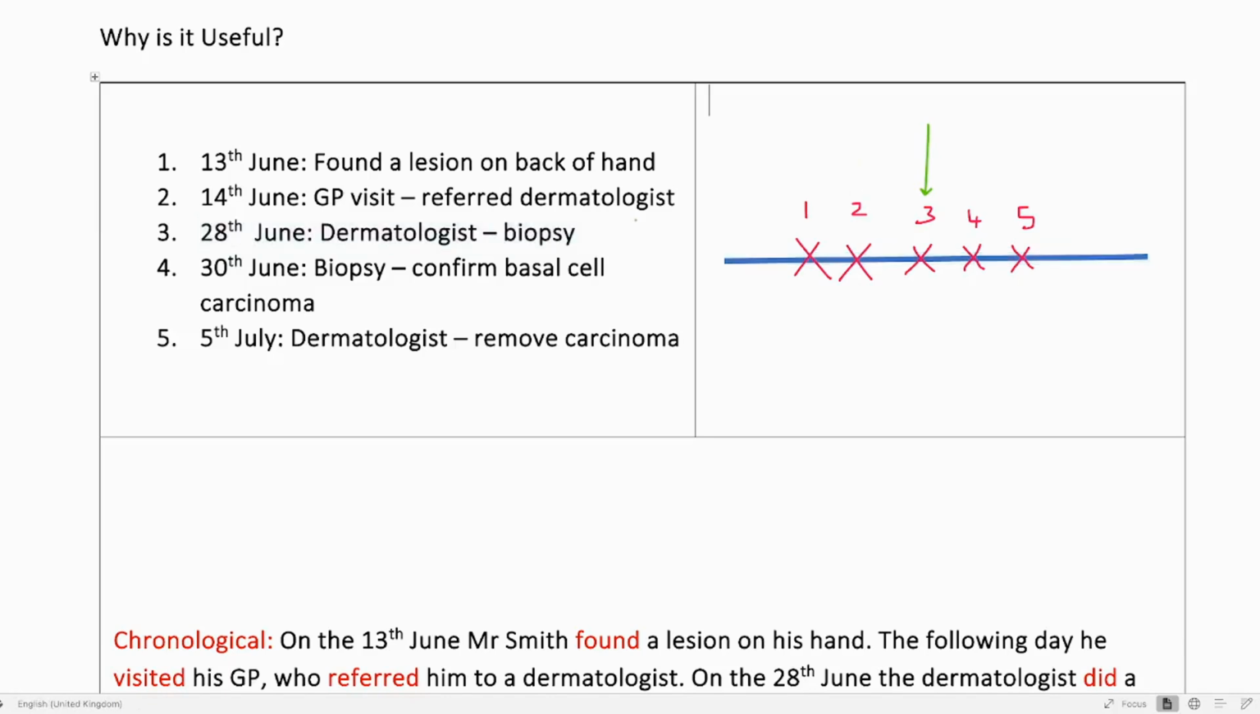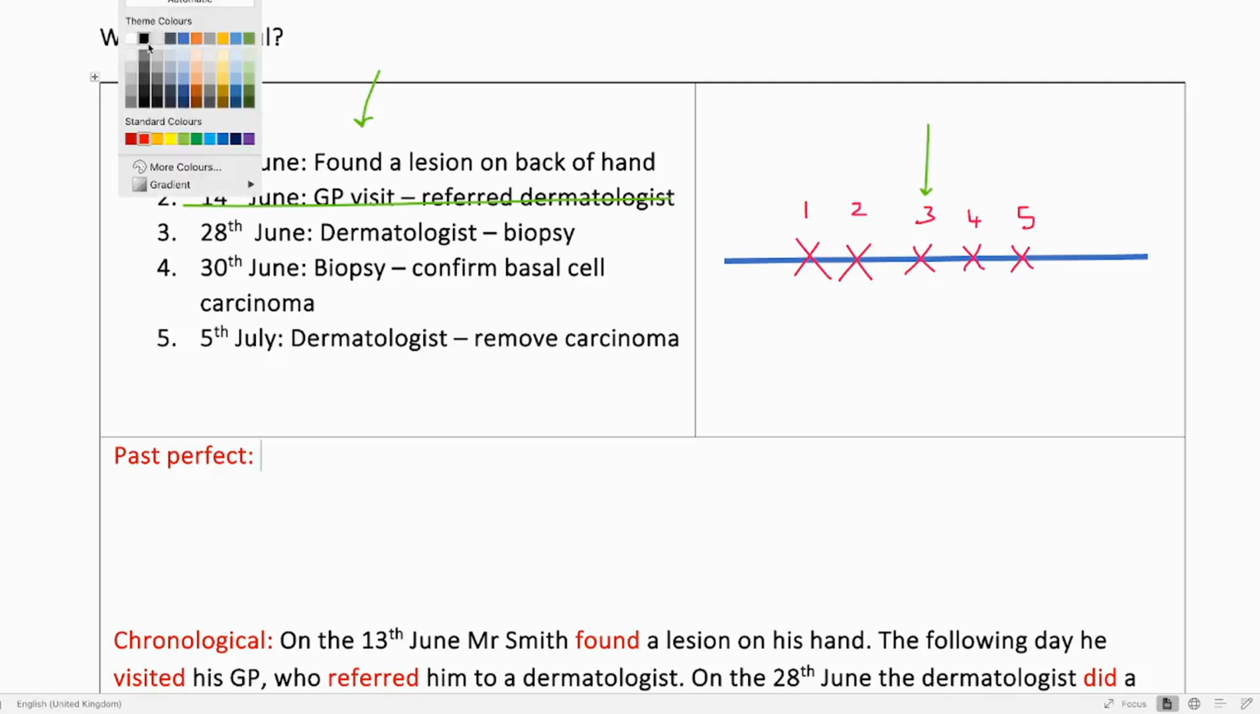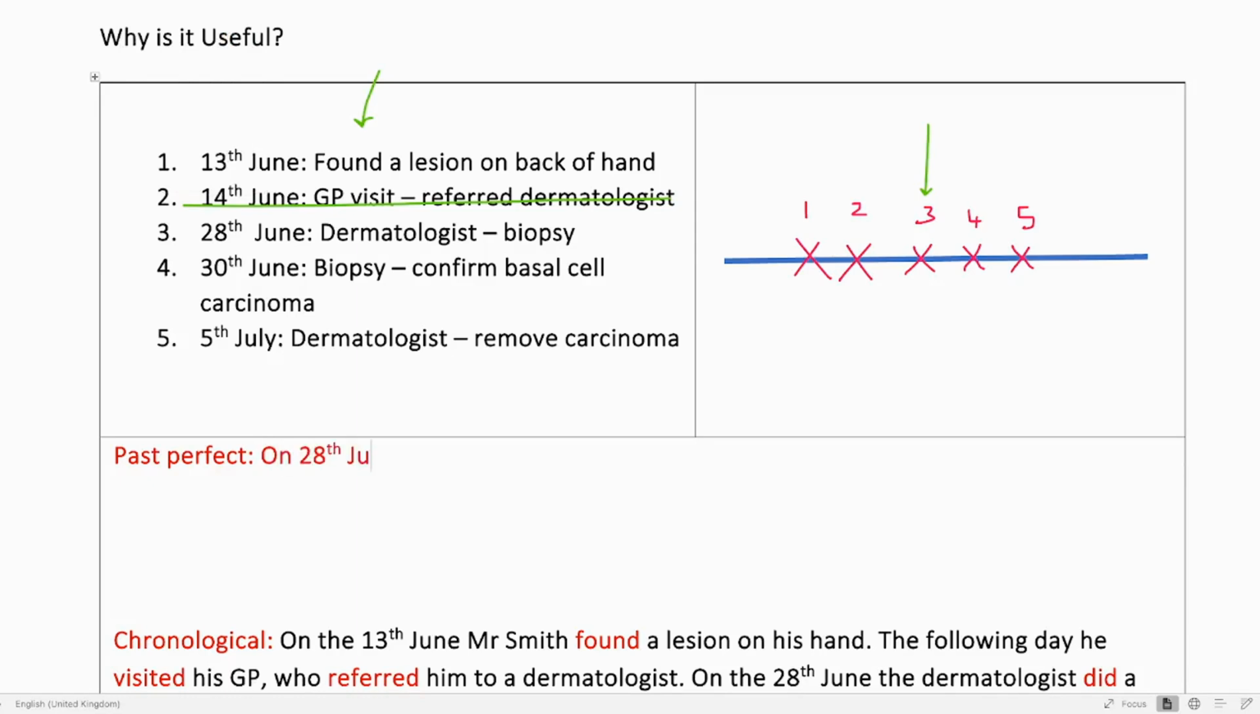Now, do I really need to say that the GP referred him there? I don't think that that's really important. What I want to do instead is just refer back to when it was found. So here's a really nice opening past perfect sentence or use of past perfect at the beginning of a timeline paragraph. All right. Let's have a look. Let's make this black again. Okay, so on the 20th of June, I don't know why that didn't come out black.